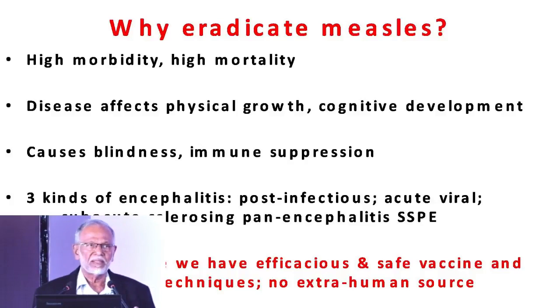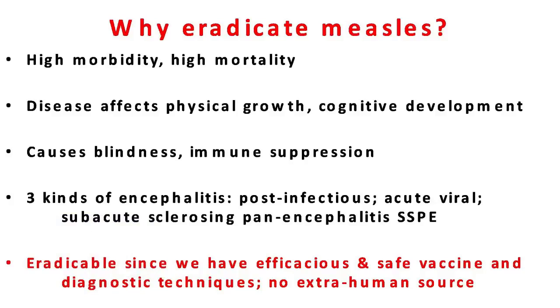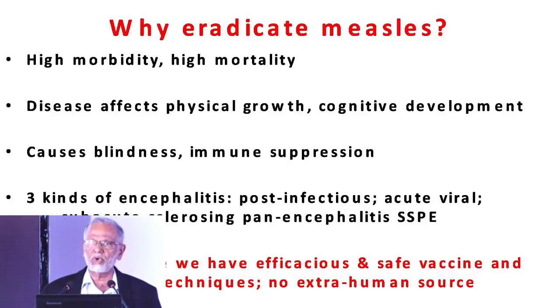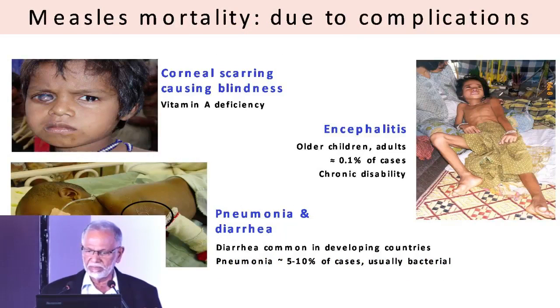And finally, it is eradicable because we have efficacious and safe vaccine. There's only one antigenic type globally. We have excellent diagnostic techniques, and there is no extra human source that fits in the eradicability of this agent. Just to remind you of the problems, a few of them. Slide borrowed from Sunil.